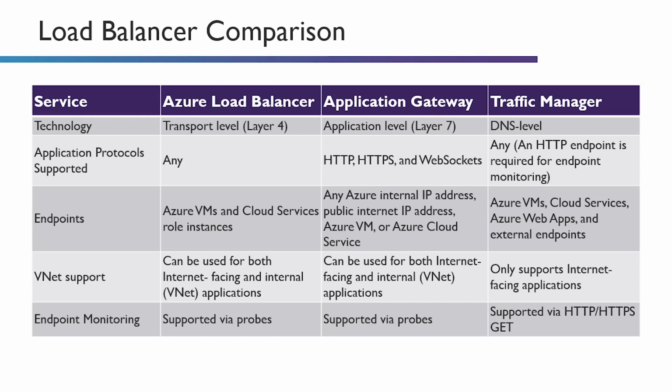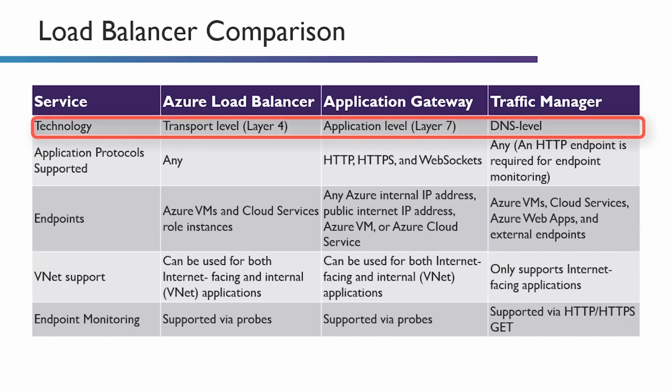Load balancer comparison, just going back and revisiting, we've covered a lot here from the basic to the standard. We talked briefly about Traffic Manager, which you just need to be aware of, and we've talked a lot about App Gateway now. But just keep in mind, first of all, the technology, the transport layer: it's layer 4 for load balancer, layer 7 for App Gateway. Traffic Manager is DNS level traffic management there.